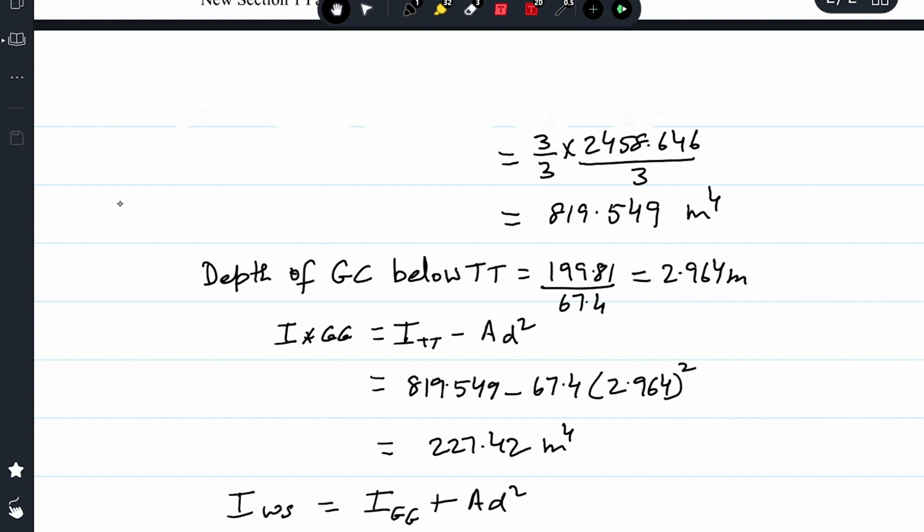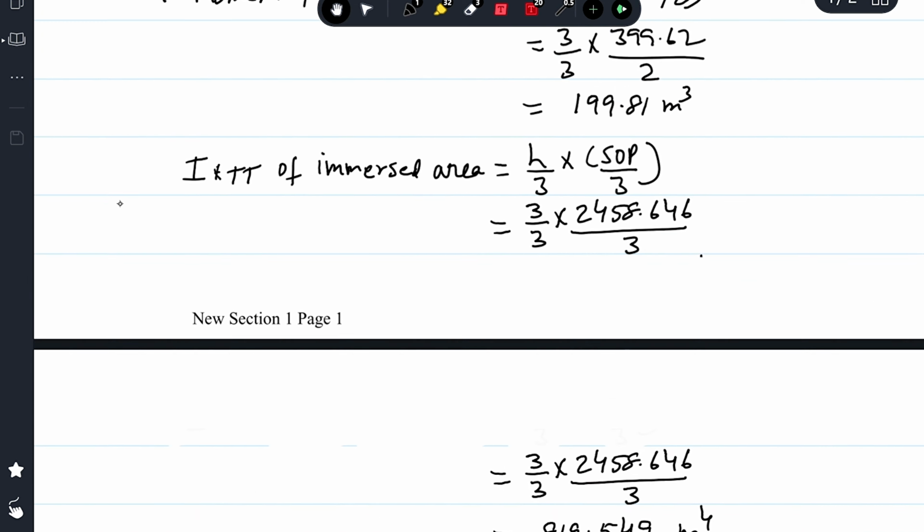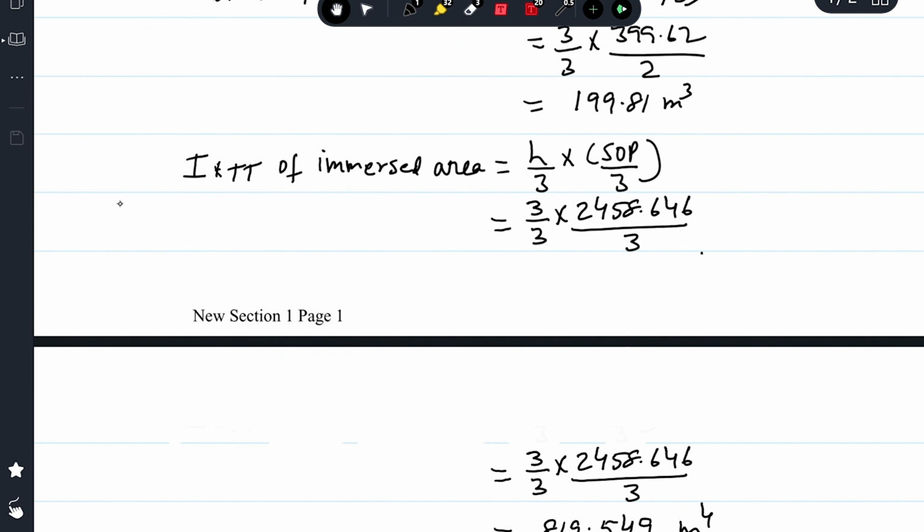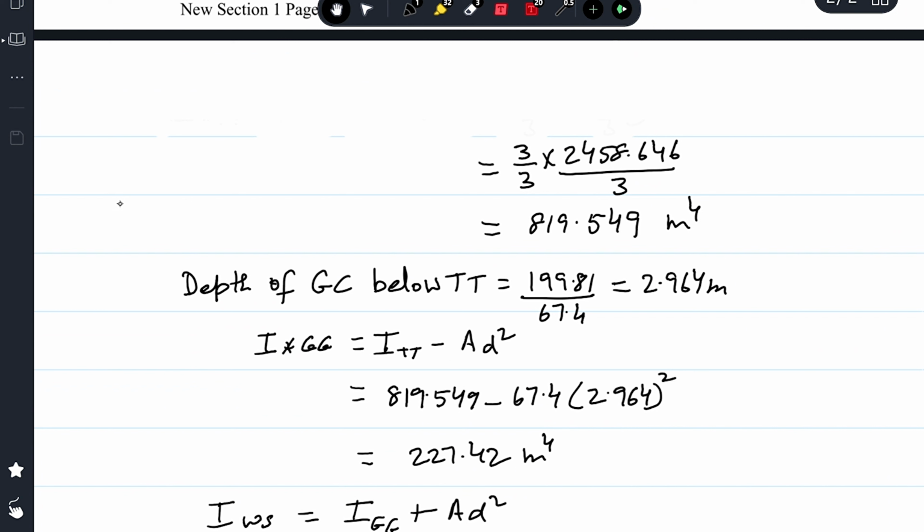Now, to find the depth of the centroid below tank top, geometric center or the centroid below tank top, we divide the first moment of area with the total area. So, first moment of area we found 199.81 and total area 67.4. So, moment of area divided by total area will give the depth of the centroid. Again, below tank top. So, I get 2.964 is the depth of centroid below tank top.